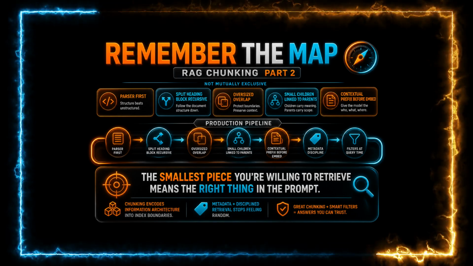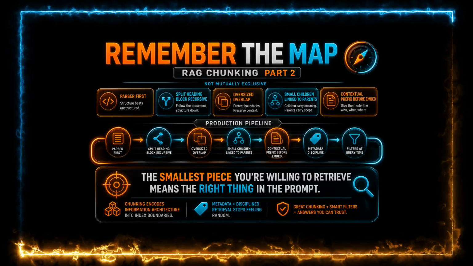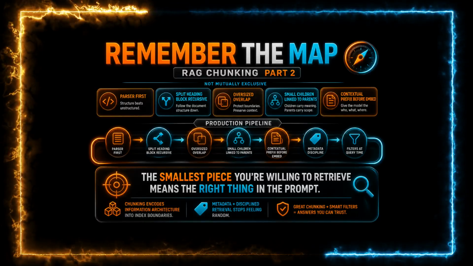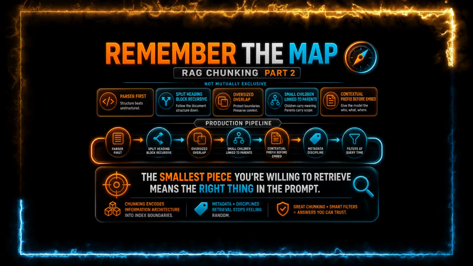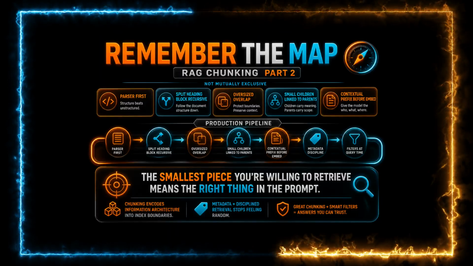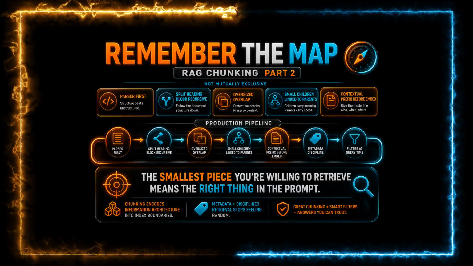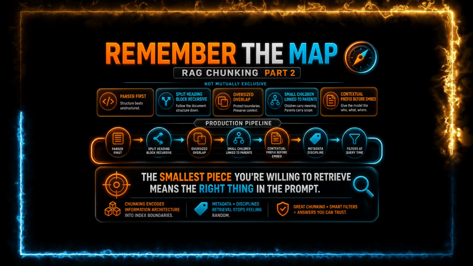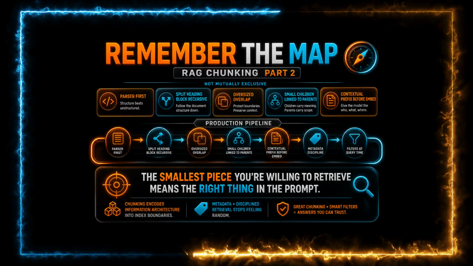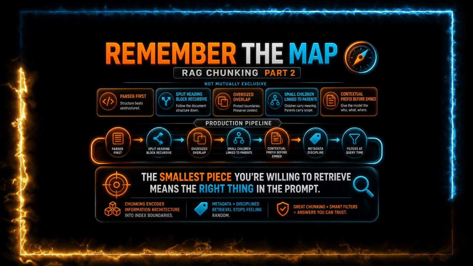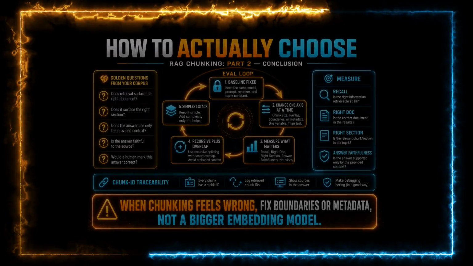The through line is the same question from part 1. What's the smallest piece you're willing to retrieve? And does it still mean the right thing when it lands in the prompt? Chunking is where you encode your information architecture into the index. Get boundaries and metadata disciplined, and retrieval stops feeling random. How to actually choose.